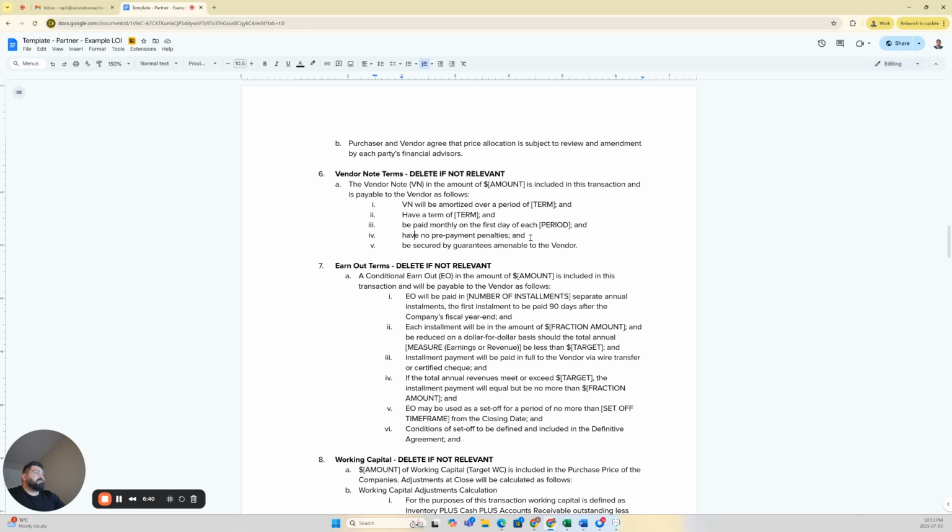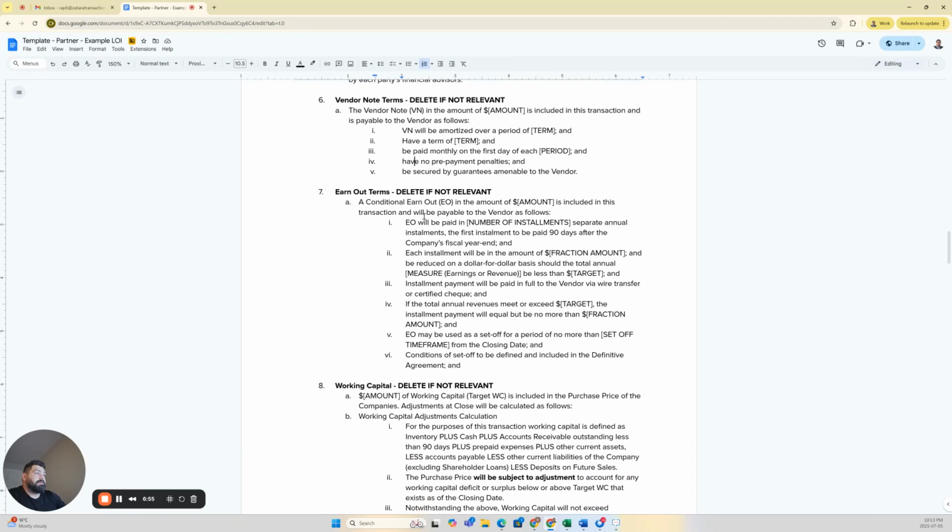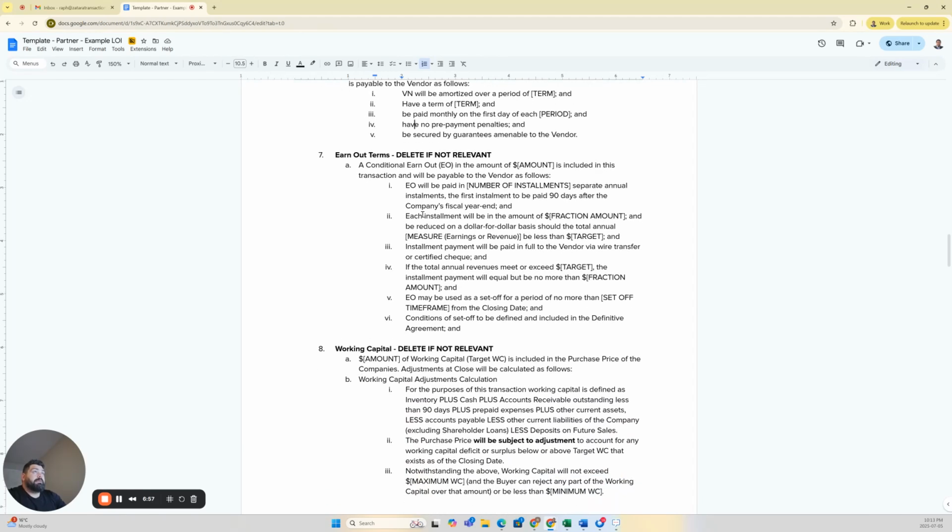And a lot of times, this is a side note, the vendor might want to see your personal financials and your credit report because they're effectively acting as the bank. So they're going to want to see all the documents you provided to the bank. A sophisticated seller is going to want those.